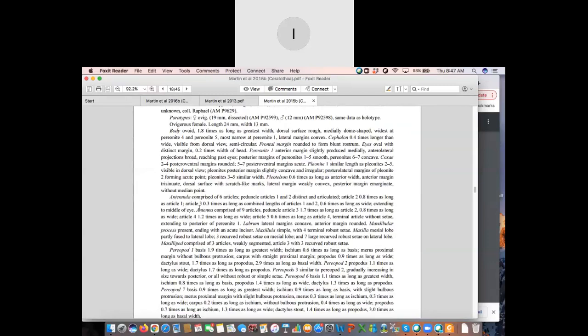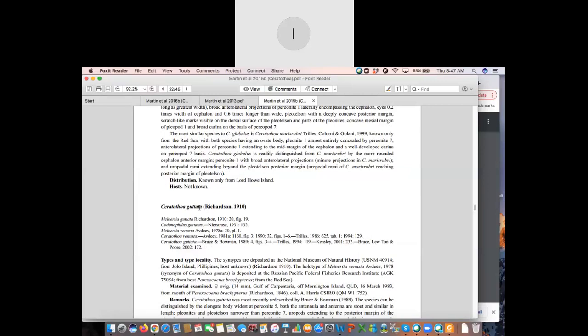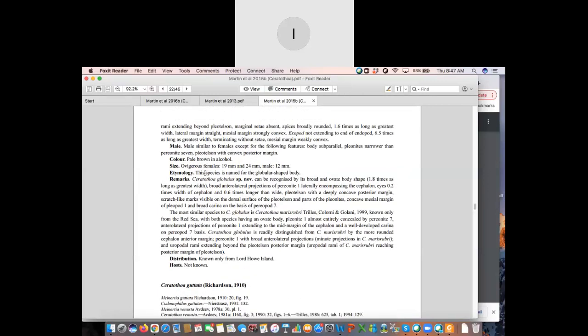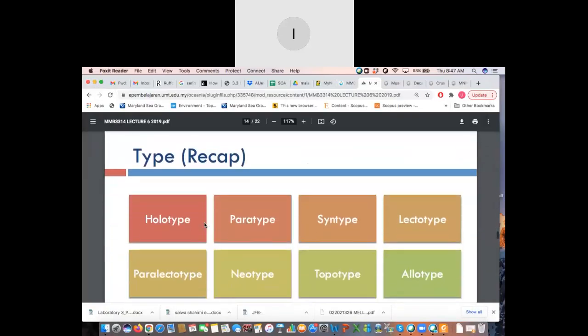So in my case, where did I write it? Etymology: this species is named after its globular shaped body. So that's how you name it. Something like that, for example. Okay, so I hope you can recap.